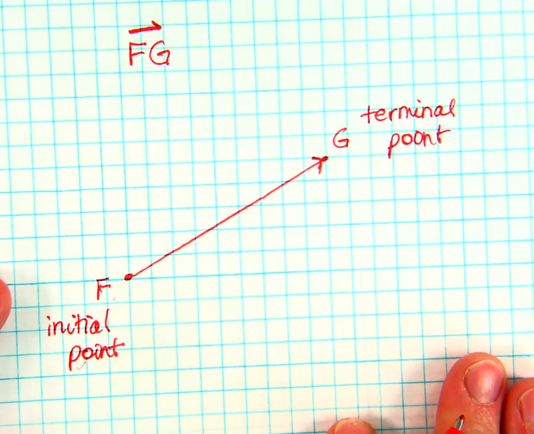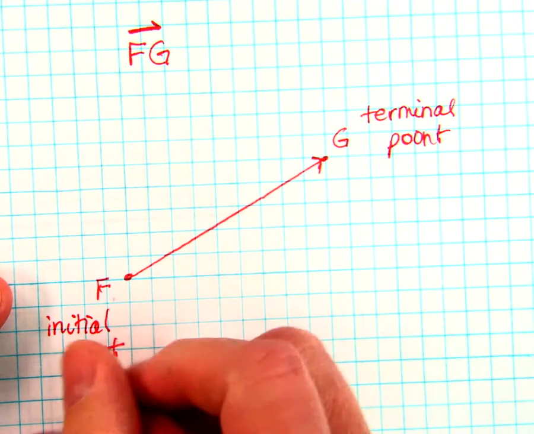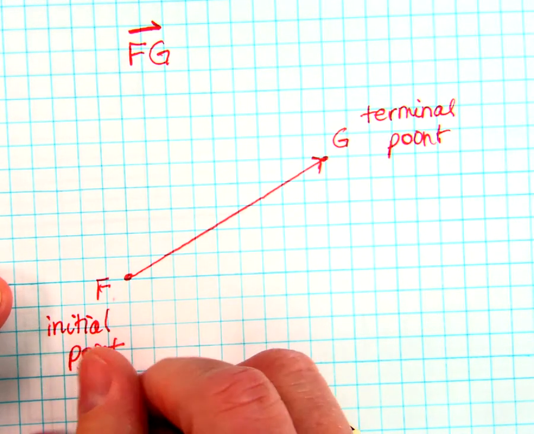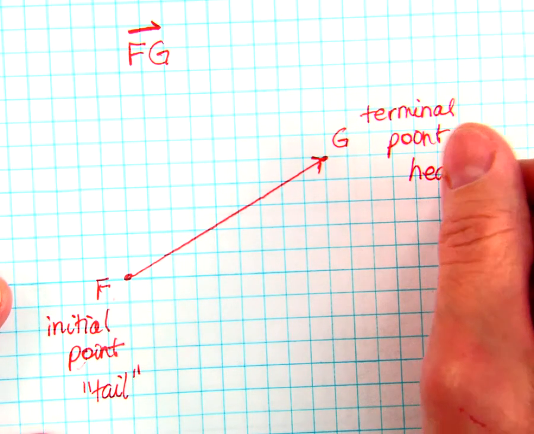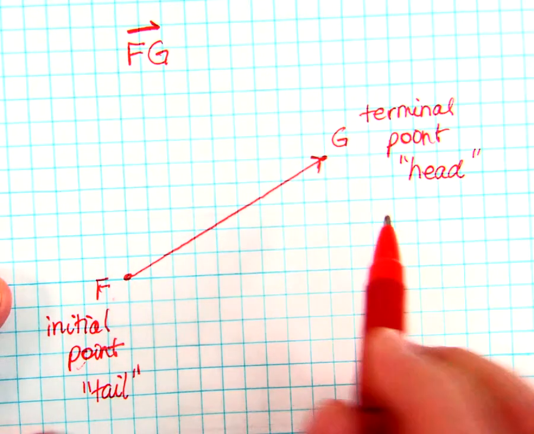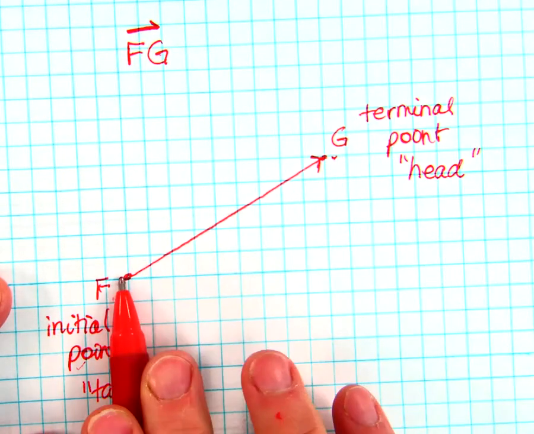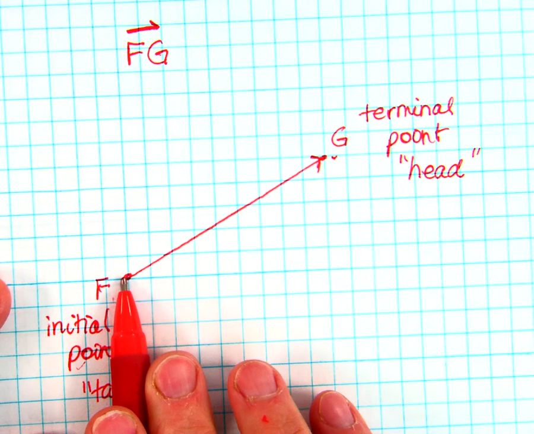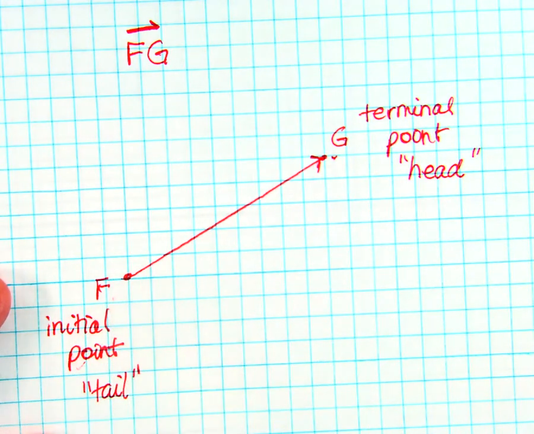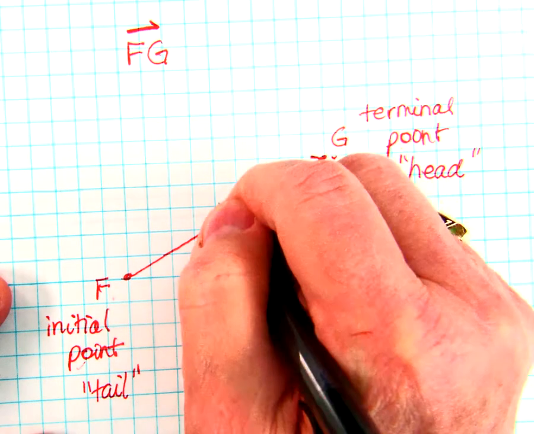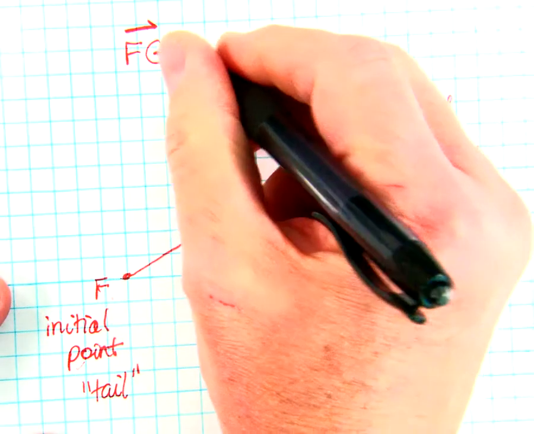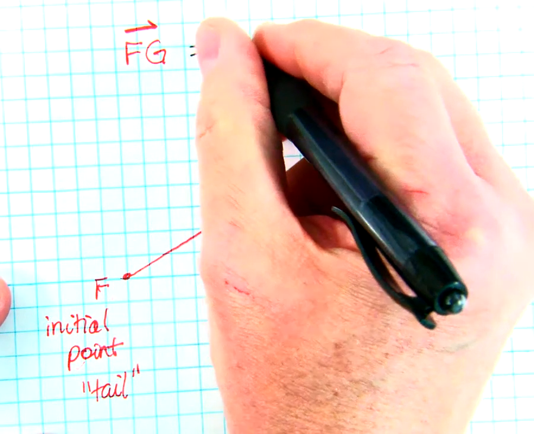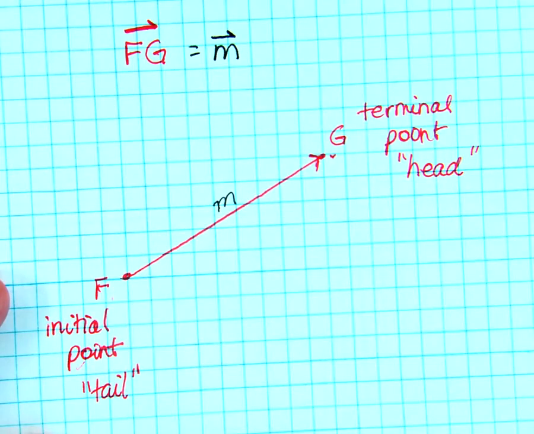Except nobody uses those names. Everybody calls the initial point the tail, and the terminal point the head. So here's the head of the vector, that's where it's going. Here's the tail of the vector, that's where it's been. We can also name it, usually with a lowercase letter. I'll name this one just M because it's easier to use one letter, which is fine. In that case, I can also call this the vector M, again with half an arrow.